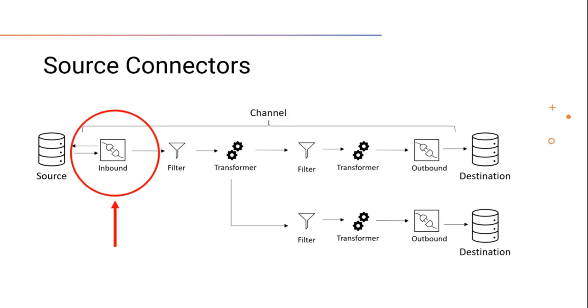Specifically, we'll be looking at the inbound source connectors and the many different ways we can use to retrieve messages. In order to load messages into a Mirth channel, we first need a source connector. Like the name suggests, the source connector interacts with the source, whether this be another server, file system, API, and more.